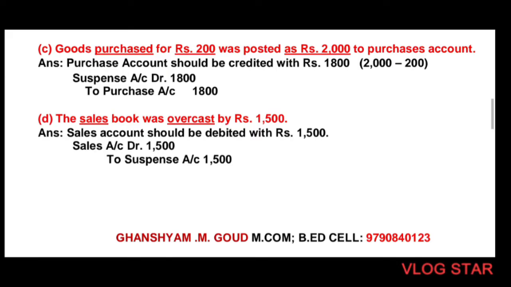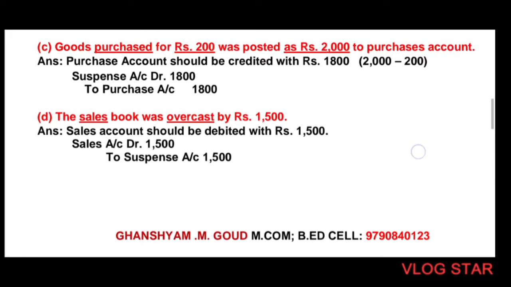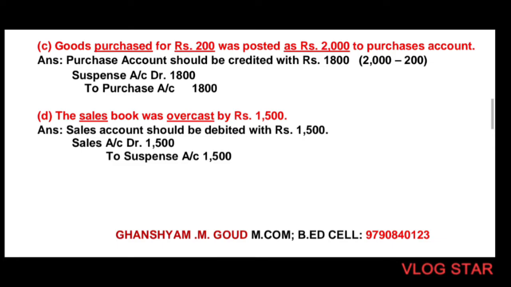Normally purchase is a debit balance, but opposite of debit is credit. So the answer is purchase account should be credited with rupees 1800, because 200 is what we originally have to write, 2000 minus 200, 1800 we return as excess. So we have to write the amount only 1800. So suspense account debit 1800 to purchases account 1800.